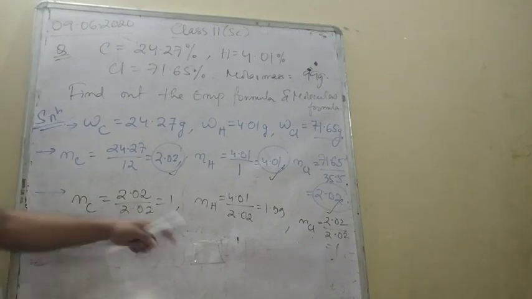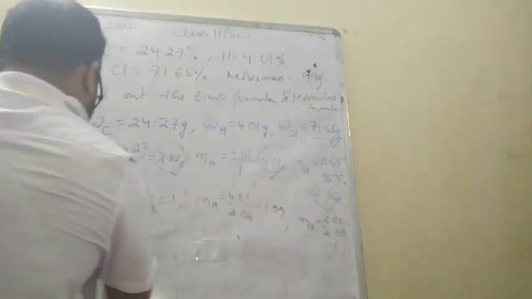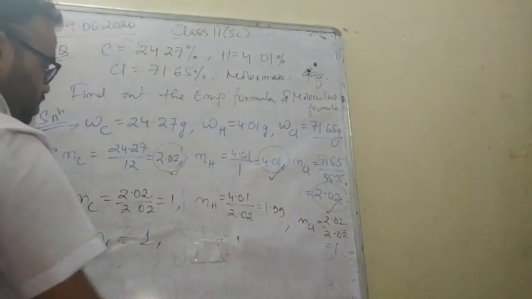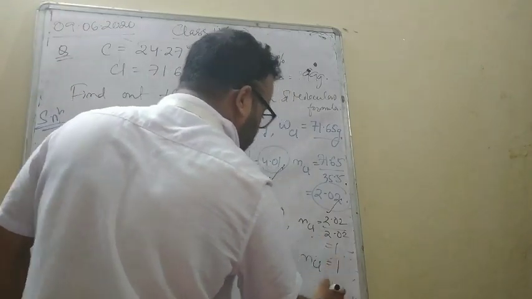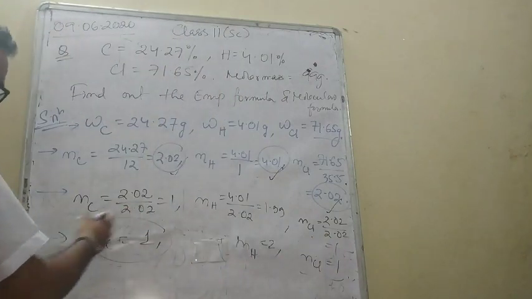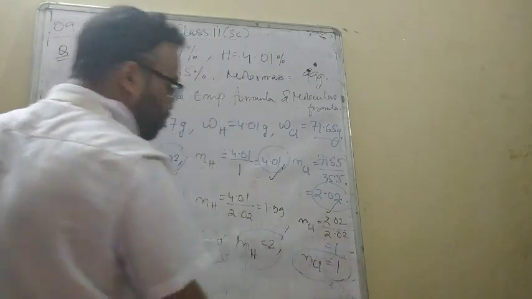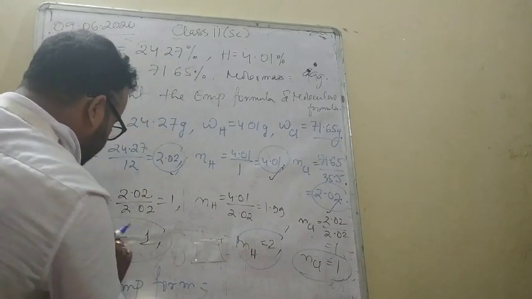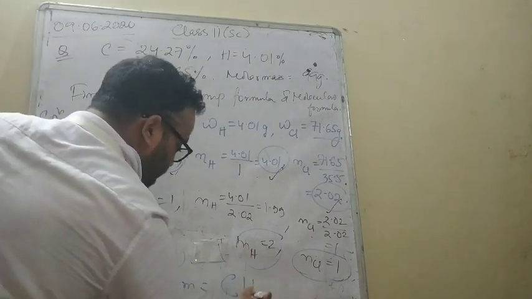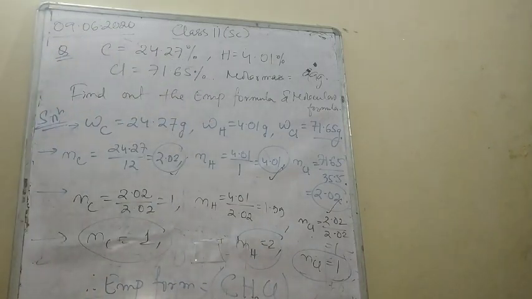Now the next step is round off. You have to round off to the nearest integer. This is 1. This will become 2. This is again 1. So number of moles of carbon 1, hydrogen 2, chlorine 1. So therefore the empirical formula comes out to be CH2Cl. This is the empirical formula.